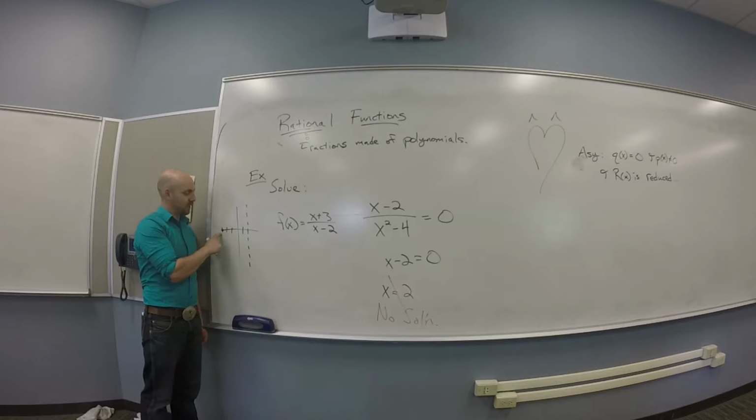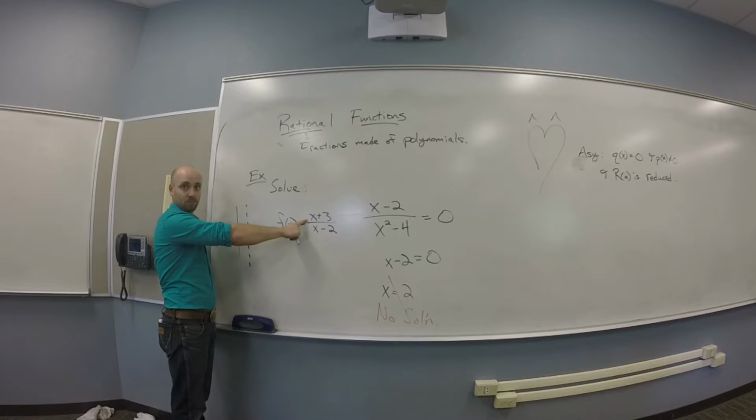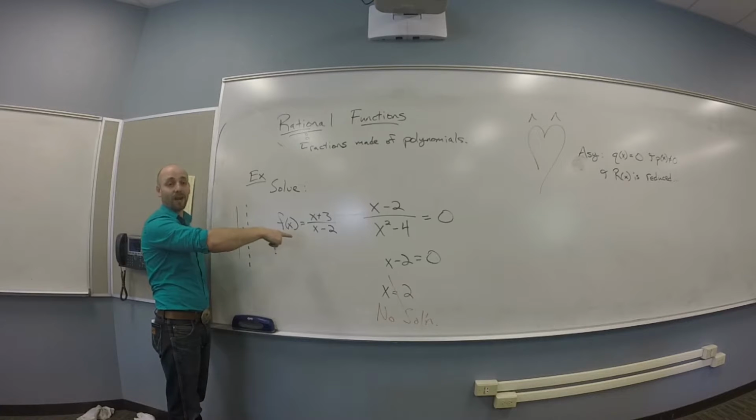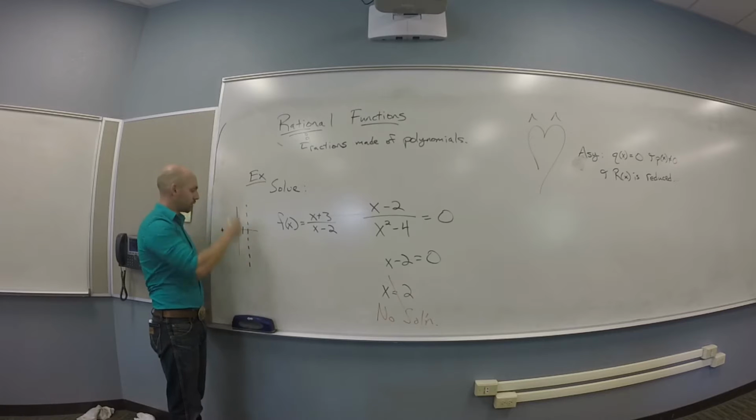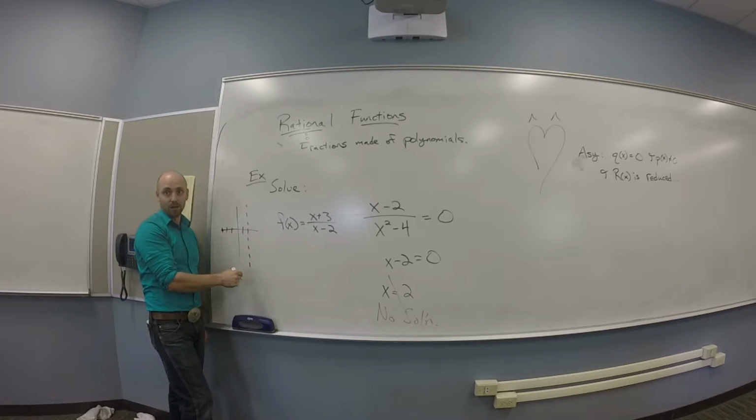So I found my intercept, I found my asymptote. My asymptote on this one is quite clear because the top's 5 when x is 2 and the bottom's 0. So 5 split no ways is going to be a problem. You guys all see that? Okay, so I definitely have this asymptote there.